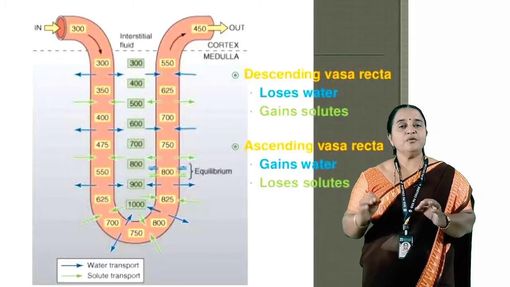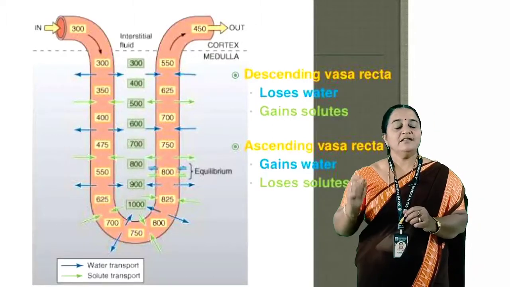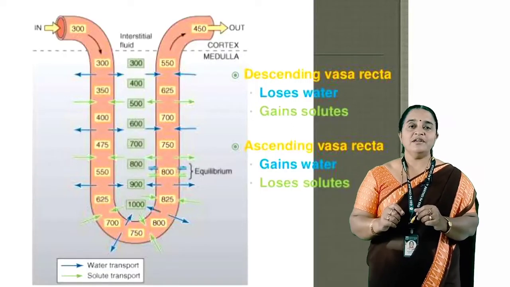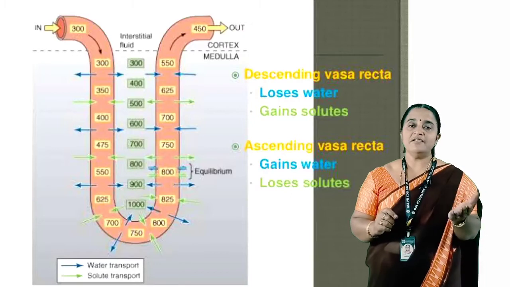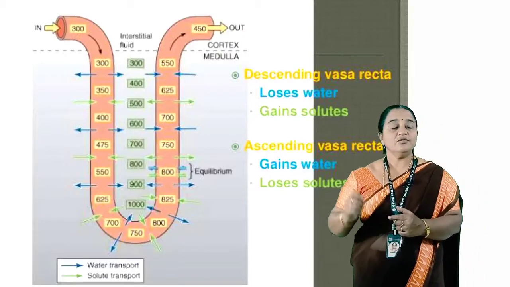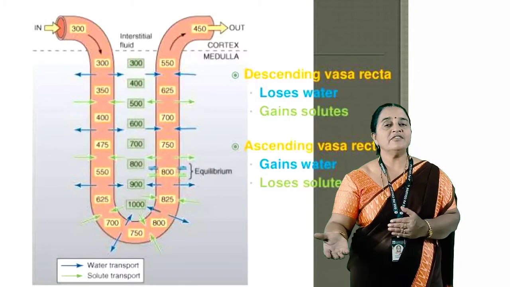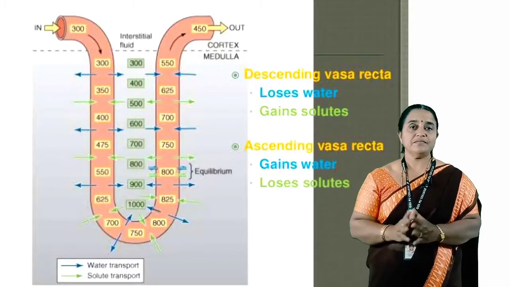This is essential to maintain the osmolarity. This is essential to take up all the essential components from the interstitial fluid after selective reabsorption. This is also essential in releasing toxic elements back to the interstitium for elimination.